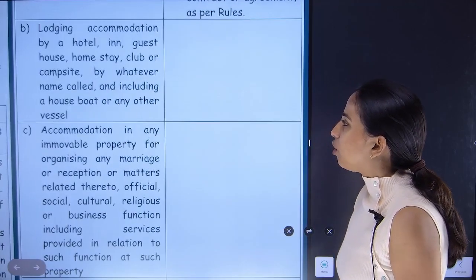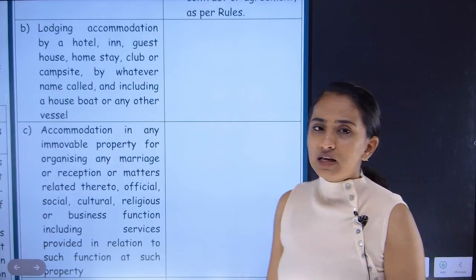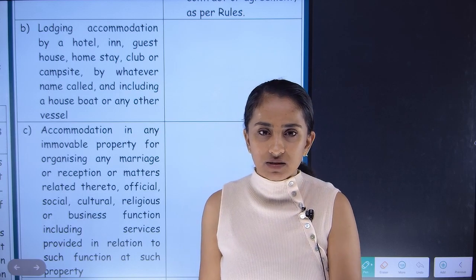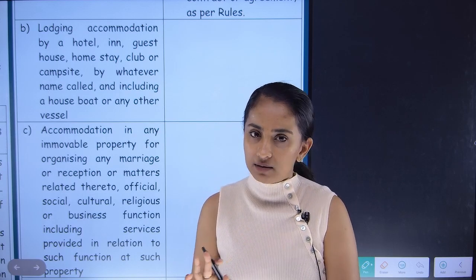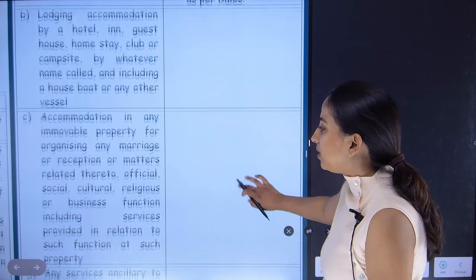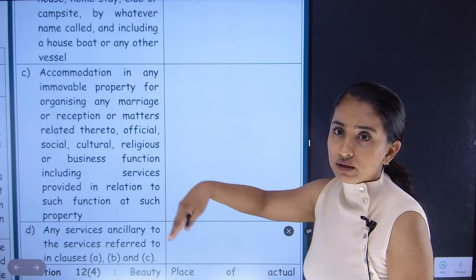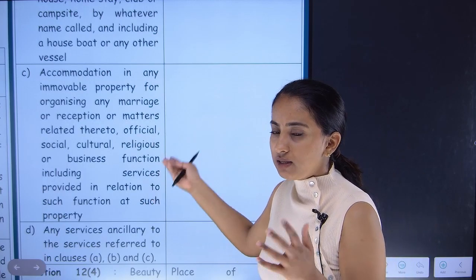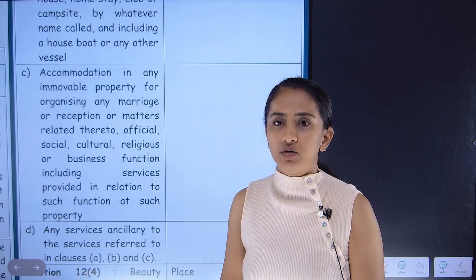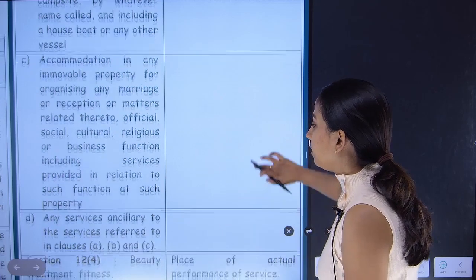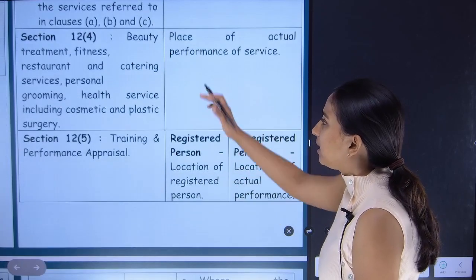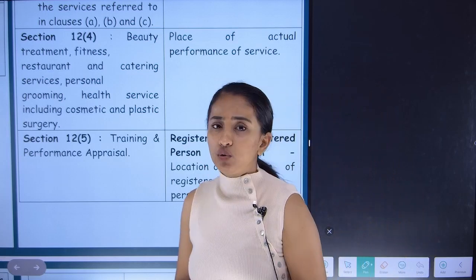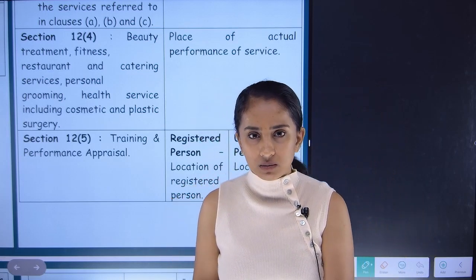Next, in case of lodging, accommodation, etc., now you're giving some lodging accommodation services. Where is that immovable property located? That will be the place of supply. Again, if at all you're doing a wedding reception hall, something like that, where is that immovable property located? That will be the place of supply. Okay. Now, again, beauty treatment, fitness, restaurant, catering, you go to a restaurant. That restaurant is in Bangalore.